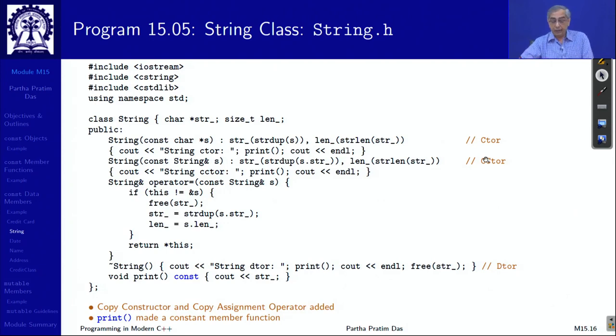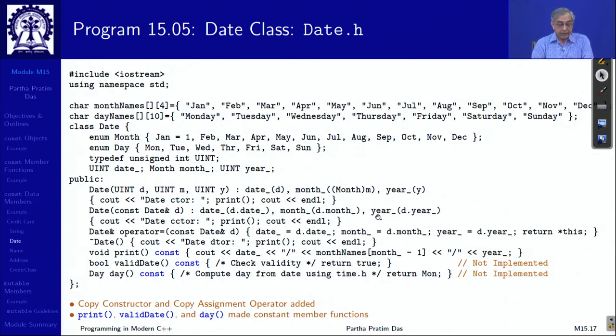So, this is a string class which is just for support. This is a date class that you have seen. What have we added? We have added const here. That is, even if the date is constant, like in date of birth, I should be able to print it, I should be able to validate it, and I should be able to say which day it is. And we have also included the copy constructor and copy assignment operator to be able to work perfectly.